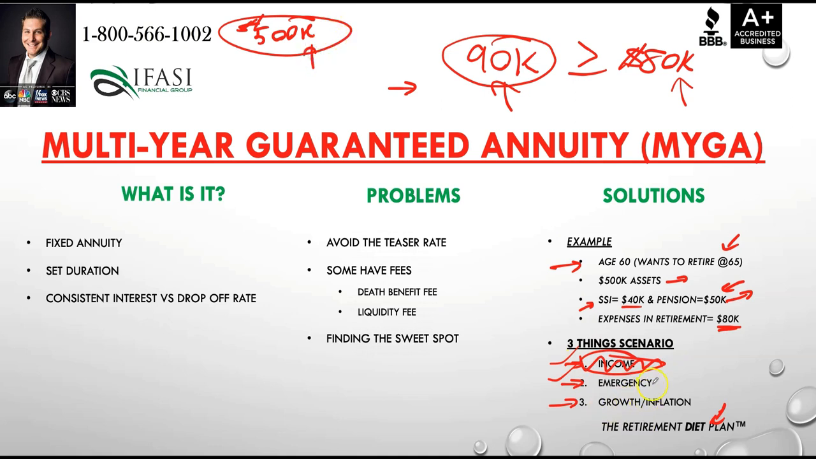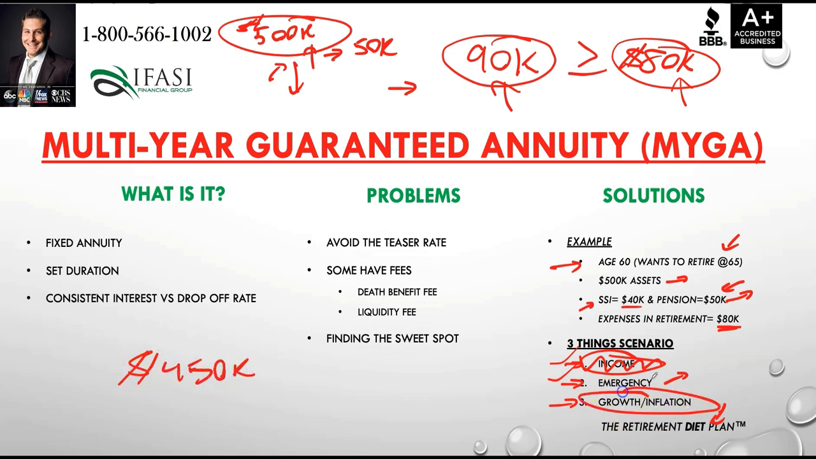Step 2, emergency. The rule of thumb is an individual should leave about 6 to 12 months of their expenses in some sort of liquid account. If, let's say, these accounts aren't liquid, they're just invested in the market, maybe he wants to set aside $50,000 from this account and put it into a money market account or savings, because about 6 to 12 months of $80,000 will be right around 50 grand. So just for really simple math, if he used $50,000 for step number 2, then he would have $450,000 remaining for step number 3, the growth/inflationary need.